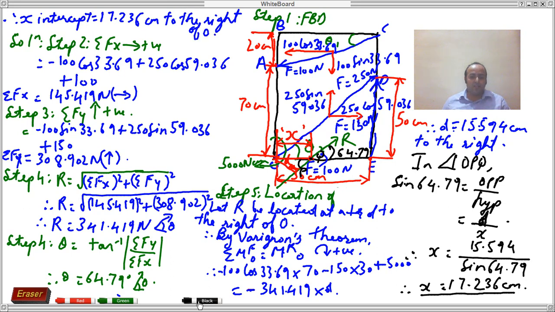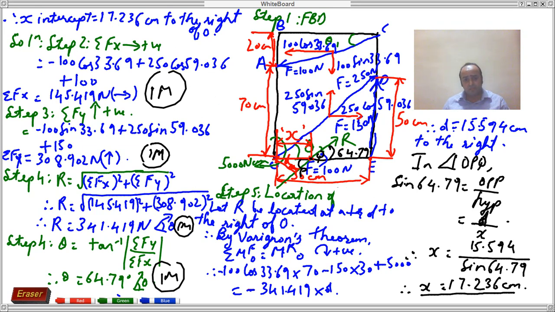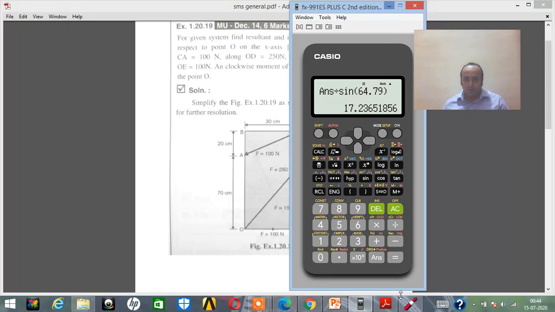So friends, if you see the marks distribution for 6 marks, how the marks are going to get distributed. 1 mark is for this summation fx along with the equation, summation fy 1 mark over here, for r 1 mark, for theta 1 mark, even the value of d will be giving you 1 mark, and last but not the least, the value of x will be giving you 1 mark. This is how the 6 marks are going to get distributed over here, my dear friends, and this is how the problem is going to get solved.